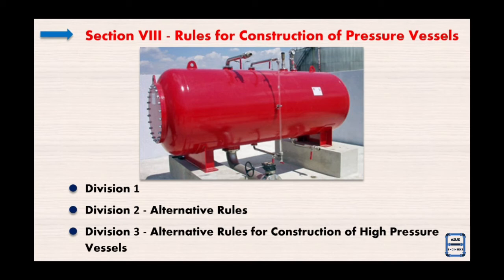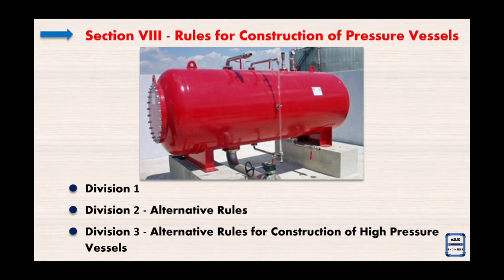Division 1. Division 1 covers mandatory requirements, specific prohibitions and non-mandatory guidance for materials selection, design, fabrication, inspection, testing and certification of pressure vessels having internal or external pressure which exceeds 15 psi or 100 kilopascal. Division 1 is subcategorized into 3 subsections. Subsection A is general requirements. General requirements consist of Part UG.